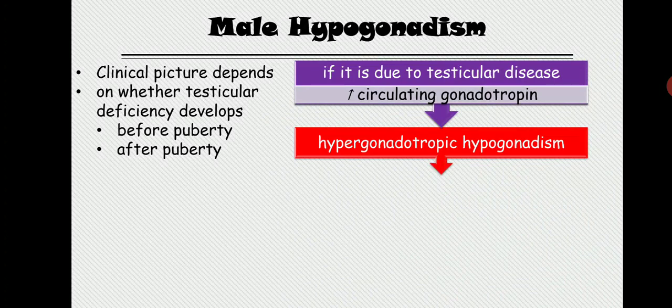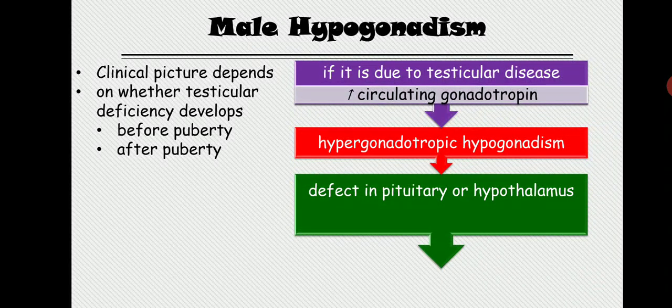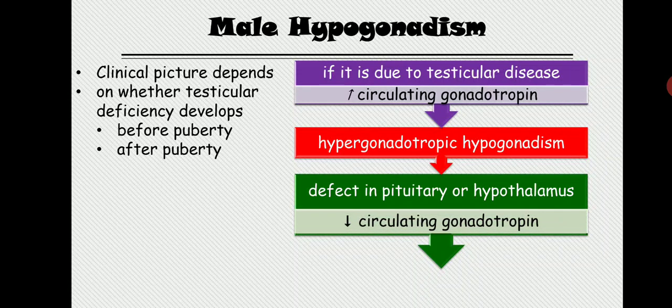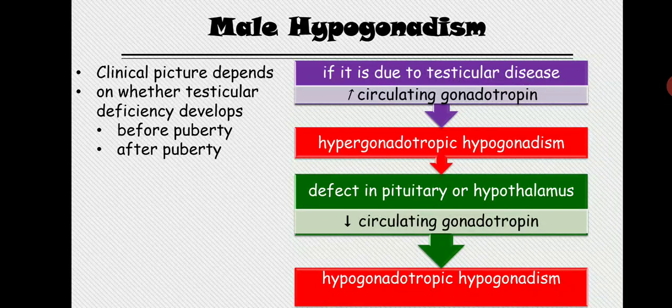Remember that. If the problem lies within the testis, then there is a greater amount of gonadotropin secretion to stimulate the testis. So that condition is known as hypergonadotropic hypogonadism. Now if the problem lies in the pituitary or the hypothalamus, then there is decreased circulating gonadotropin. That condition is known as hypogonadotropic hypogonadism, right? GnRH is not secreted in a pulsatile manner in enough amount, so it does not stimulate the testis anymore and causes male hypogonadism.